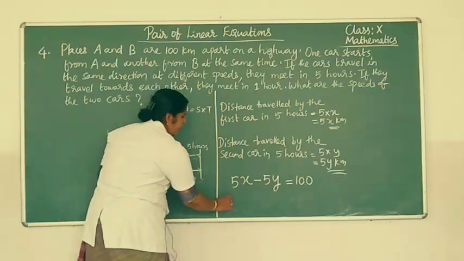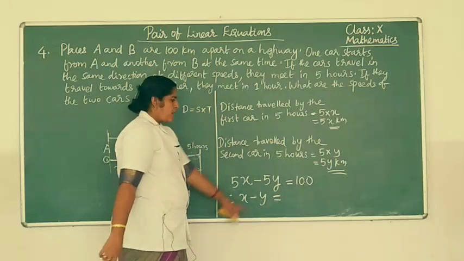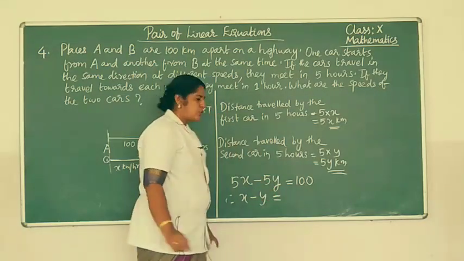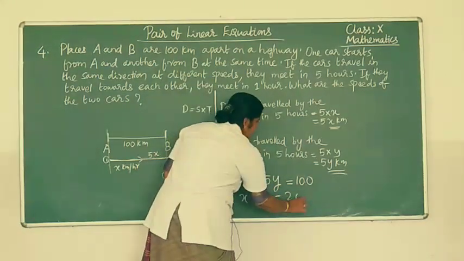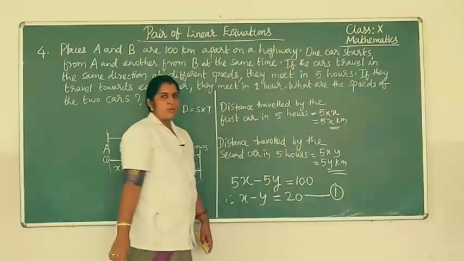So therefore we get x minus y equal to 100 divided by 5, which is 20. So x minus y equal to 20. Let it be our equation 1.